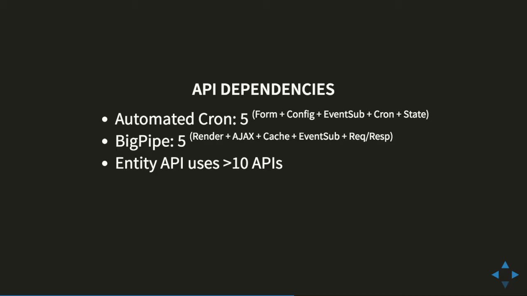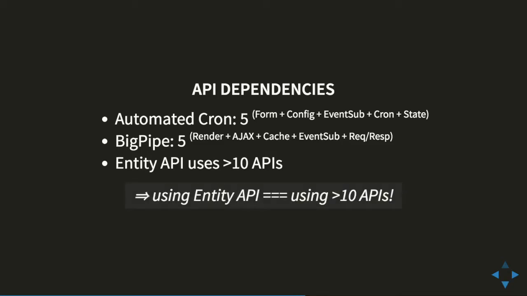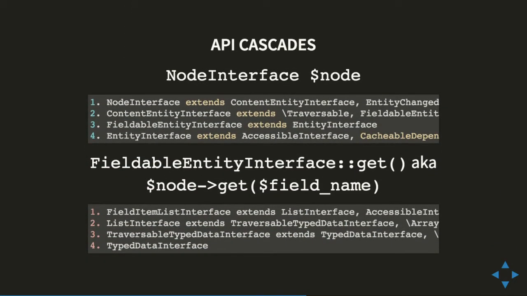It's understandable. BigPipe is a similar story, but then Entity API itself, just using Entity API means that you're using more than 10 APIs. And it's necessary. It makes sense that Entity API, which is the bread and butter of Drupal, uses many of the underlying APIs. But maybe we can make that a little bit simpler. I think we have to try harder to do so. The consequence is that whenever you're using Entity API, you don't have to know just Entity API, you have to know about more than 10 APIs and maybe understand or debug very different sets of APIs.